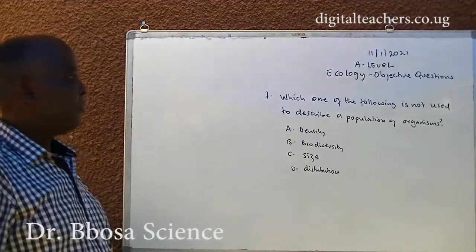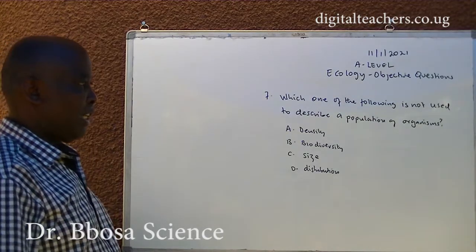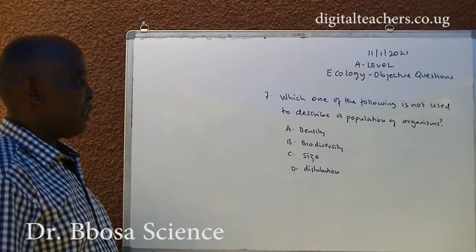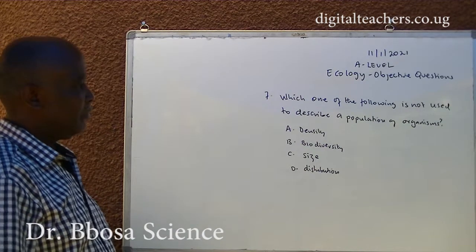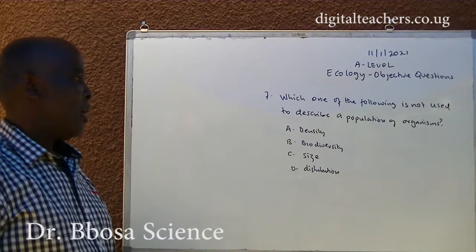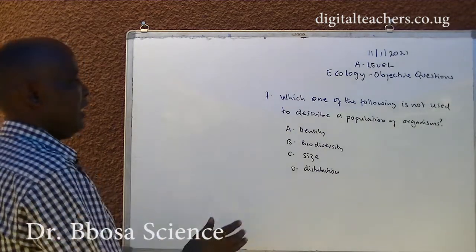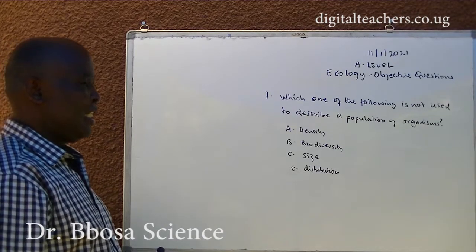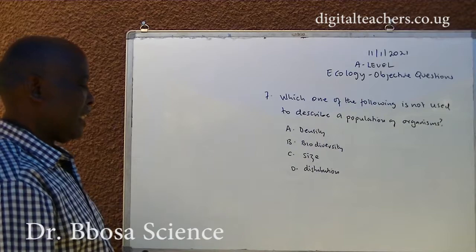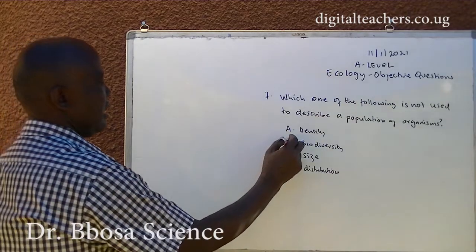Number 7. Which one of the following is not used to describe a population of organisms? A. Density, B. biodiversity, C. size, D. distribution. You can pause and answer. The answer is B.